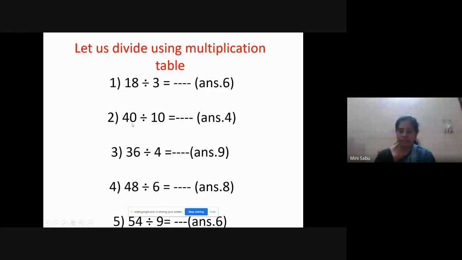Then next example. 40 divided by 10. Here we have to say the table of 10 till you reach 40. Okay. Then 10's table is very simple. 10 4s are 40. So the answer is 4.